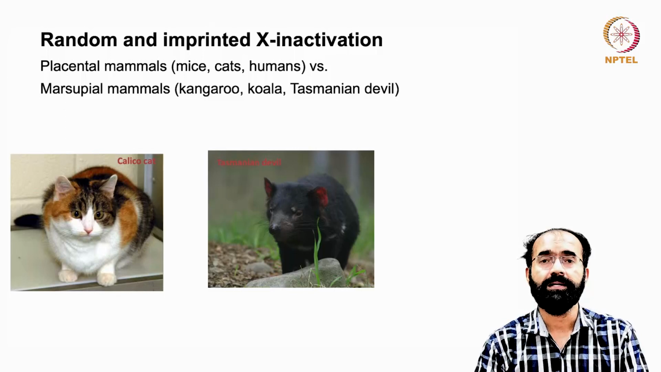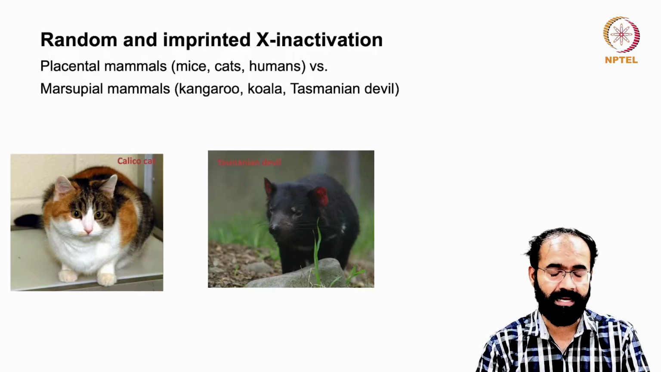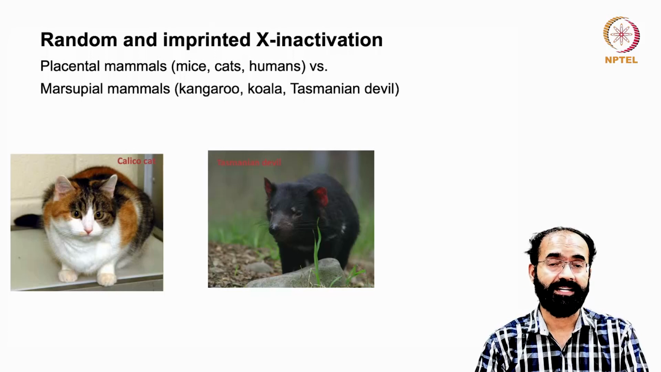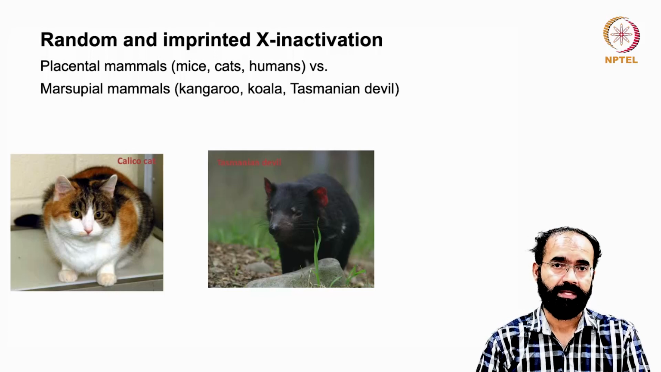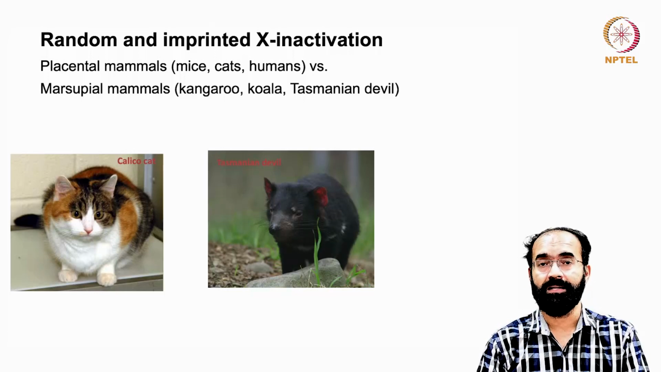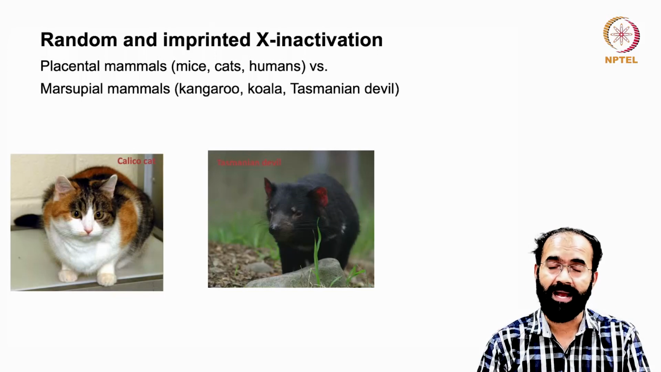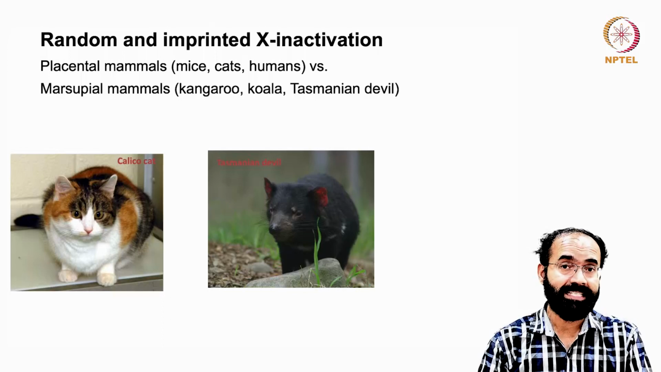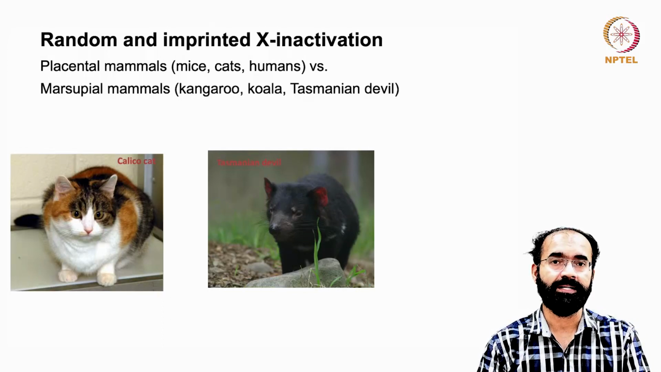These are some animals which follow a unique set of X-inactivation, in which by default the paternal copy is inactivated. Whereas in placental mammals, like mouse, cat, humans, etc., it is not like that. Initially, it is the paternal copy that is inactivated.